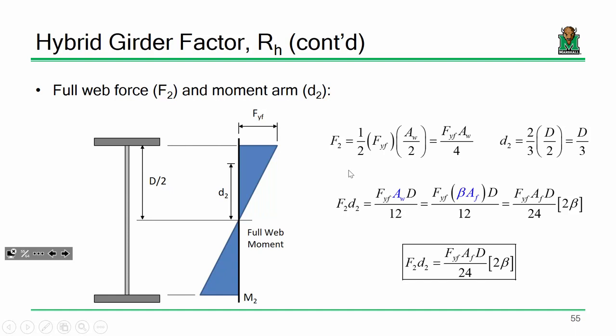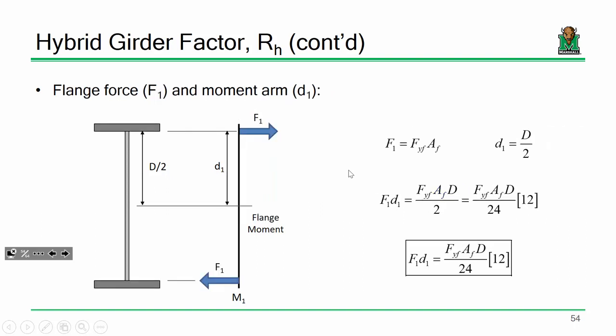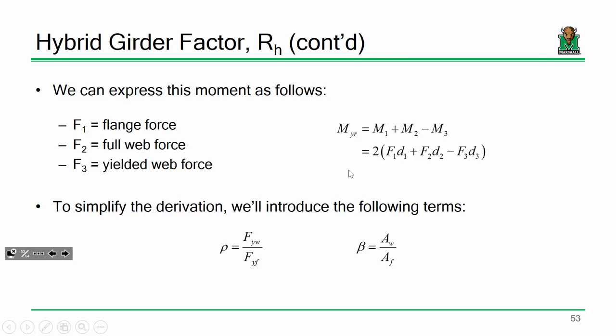Sound good? Now what's the force? Well, it's a triangle, so 1/2 base times height. So 1/2 of the stress times the height, which in this case is the area of that web, so half of the area of that web, plug and chug, and I get this. Now, see this blue term here, the area of the web, I'm turning that into beta times area of the flange. That comes from those terms that I introduced earlier.